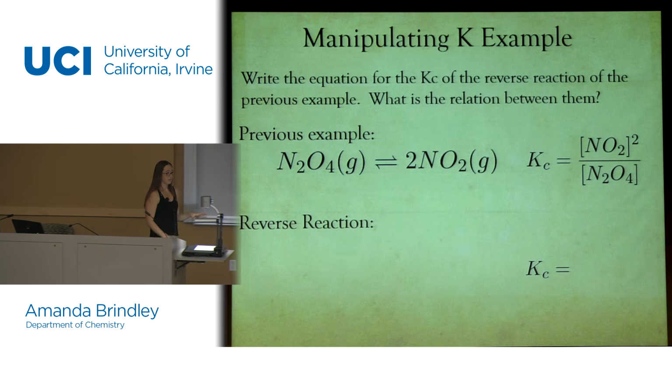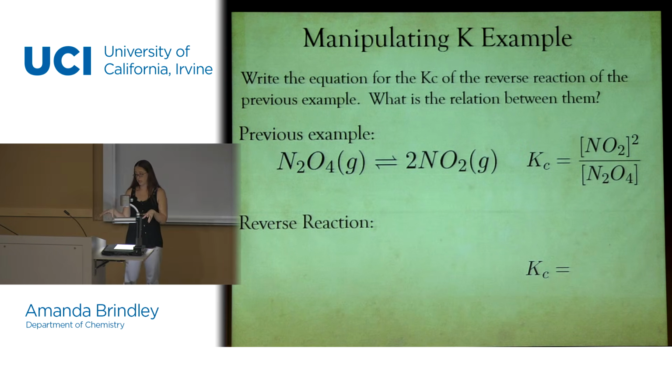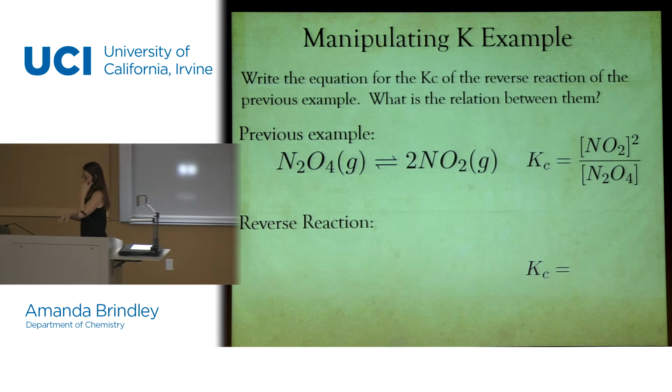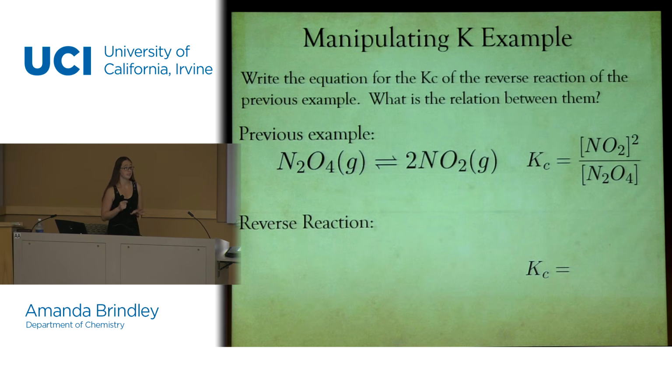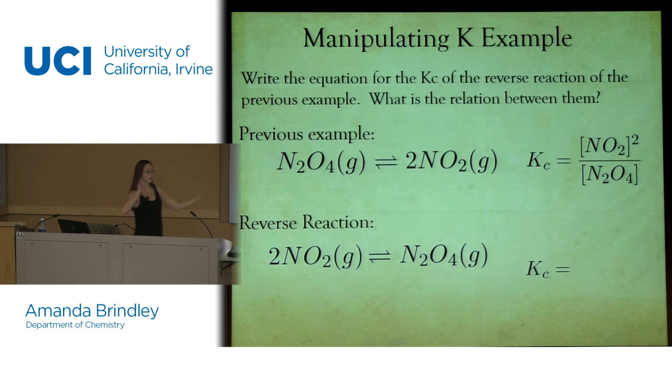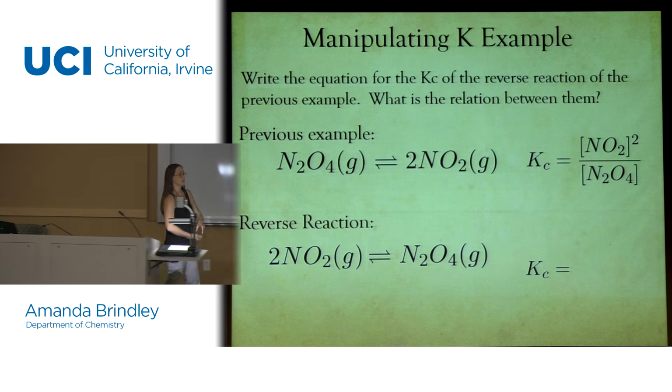So let's take a kind of simple example. We'll keep with our N2O4 goes to 2NO2 example. And we know our Kc of that. We did that earlier. Now, write the equation for the Kc of the reverse reaction. So let's first start by writing the reverse reaction, yeah? So that's our reverse reaction. We just flipped it.